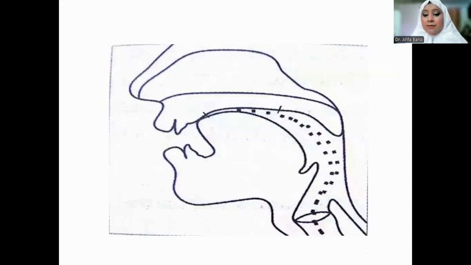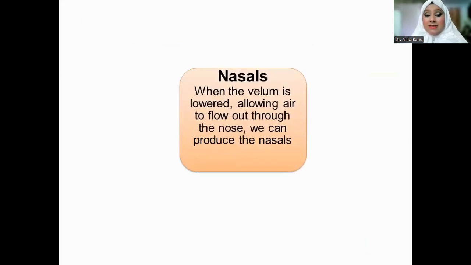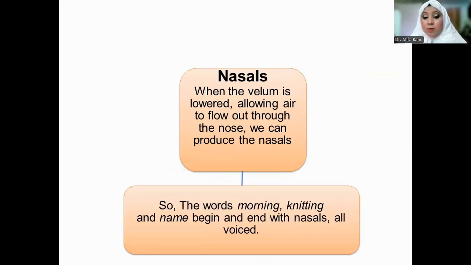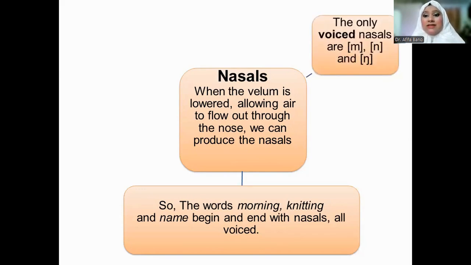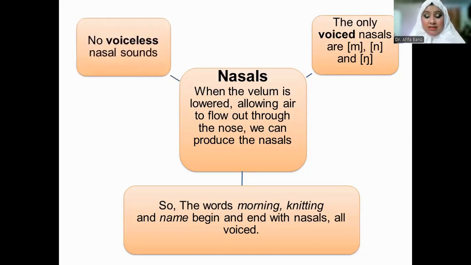You can see in the diagram, and thus we call it affricate. Next is nasal. When the velum is lowered, allowing air to flow out through the nose, we can produce the nasal sound. For example, the words morning, knitting, and name begin and end with nasals, all voiced. The only voiced nasals are ma, na, and nga. Remember that there are no voiceless nasal sounds.